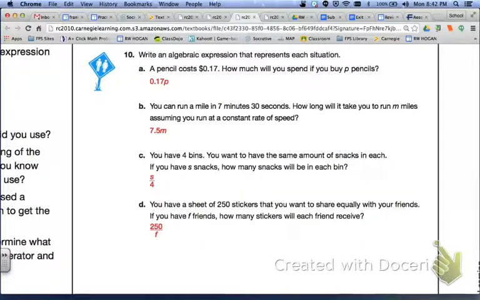For letter C, you have S snacks in bins, and you want to have the same amount of snacks in each. Again, if we're looking for those key terms or key phrases, same amount of snacks in each, you should know that you're dividing. S divided by 4 is your expression for letter C. For letter D, you want to share equally with your friends. If you have F friends, how many stickers? 250 divided by F.